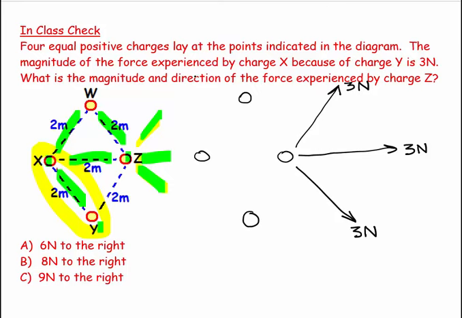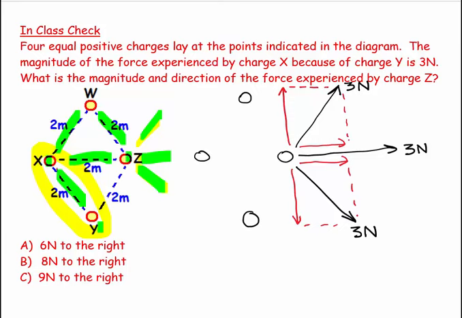It asks for what is the magnitude and direction of the force experienced by charge Z. Well, we have 3 forces acting on charge Z. So let's resolve these forces. Let's break this force up into a vertical component and a horizontal component. And let's take this other force down here and break it up into a vertical component and a horizontal component.